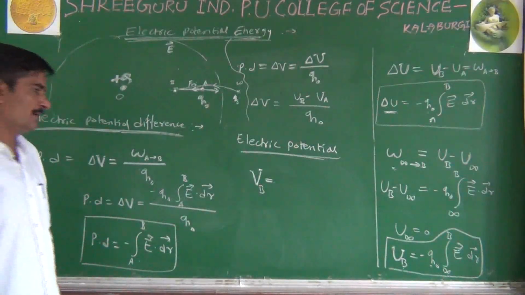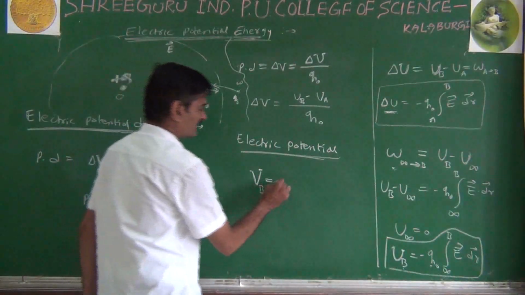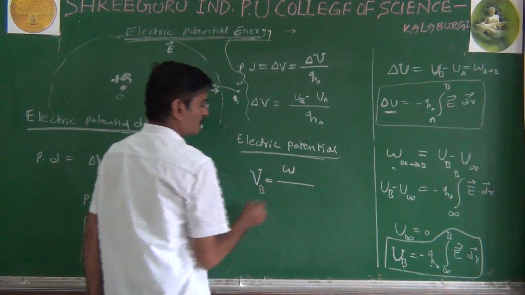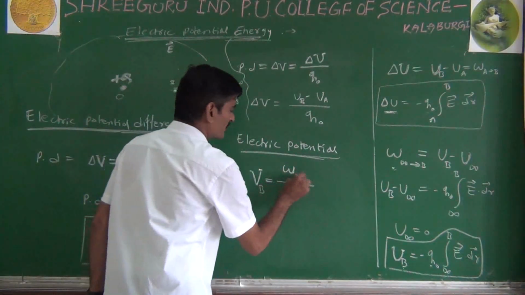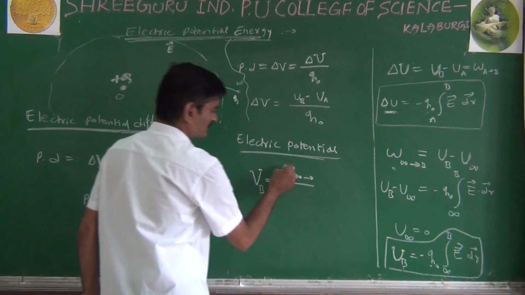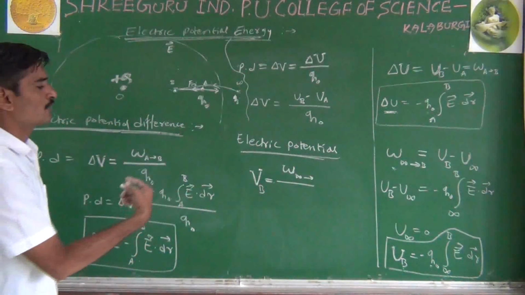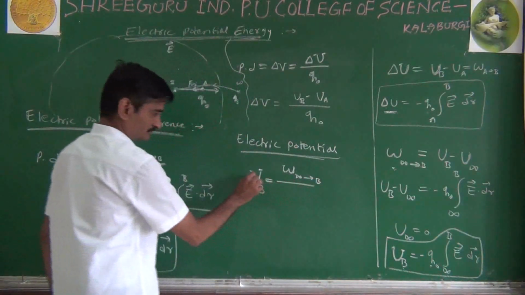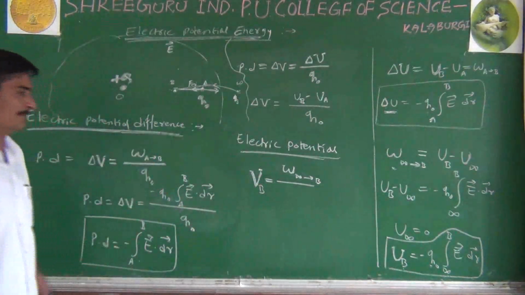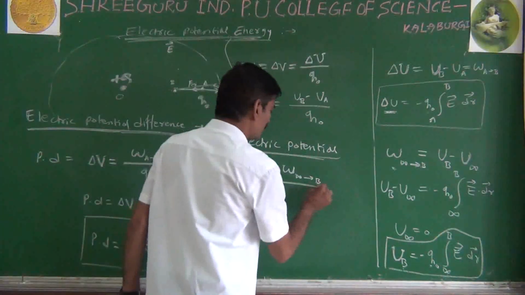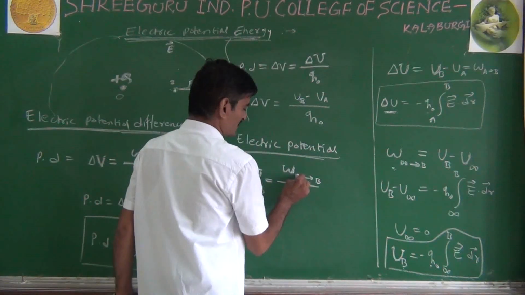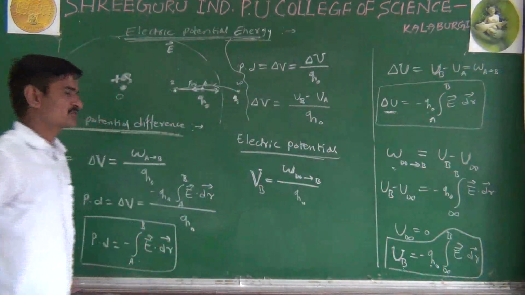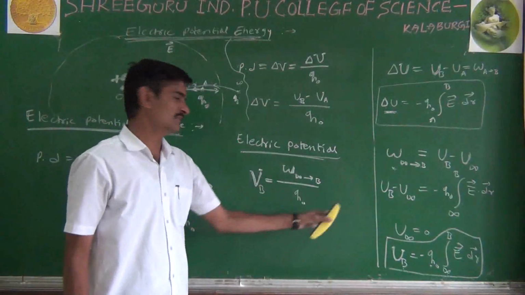Electric potential at the point B, another definition, is defined as the ratio of work done in moving a test charge from infinity to the point B, to the magnitude of the test charge. Ratio of work done to the magnitude of the test charge.